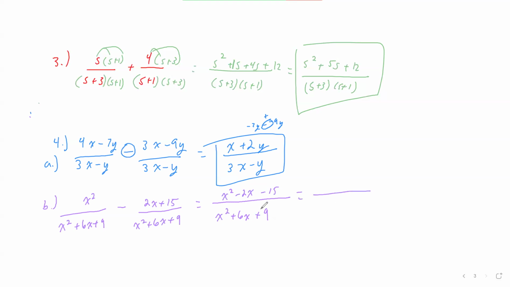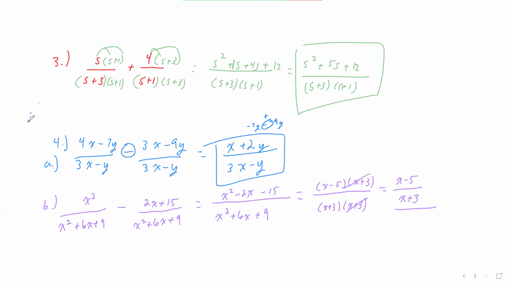The two things that multiply to 9 but add up to 6 would be x plus 3, x plus 3. And two things that multiply to -15 but add up to -2 would be x minus 5 and x plus 3. That gives me -15 and adds up to -2. I can then cancel, and my final answer would be x minus 5 over x plus 3. So do watch out. Factor when you can.